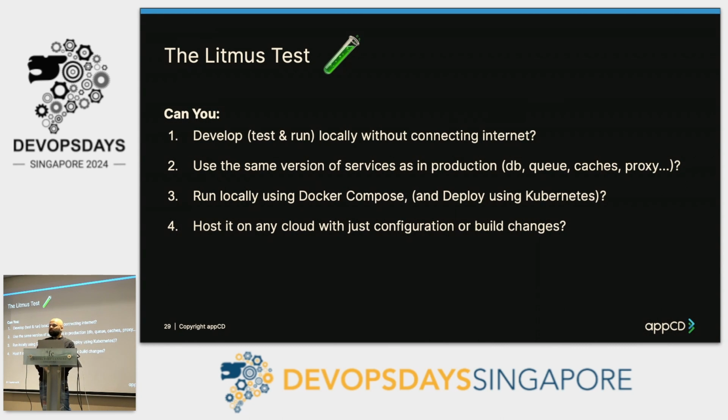Use the same version of services that is being used in production. If I'm using Postgres, for example, am I able to run the same version locally that is being used in production? There is a concept called dev prod parity. So it's not about dev environment and prod environment, but even your local machine. Can I use the same thing? And with containers, it's extremely easy to do that. Can I use all the things locally with Docker Compose? And can I host it on another cloud just with some configuration changes?